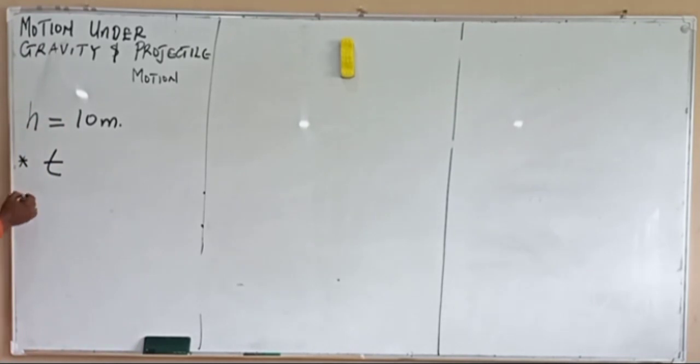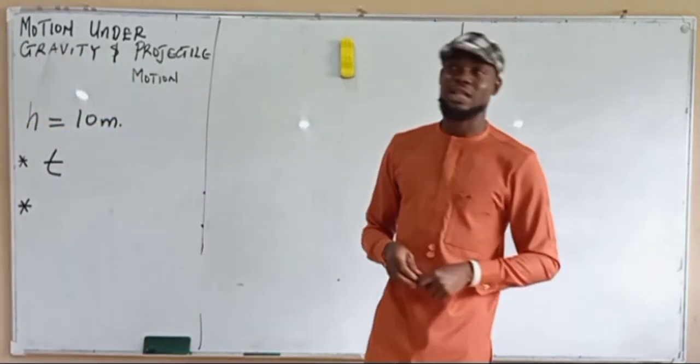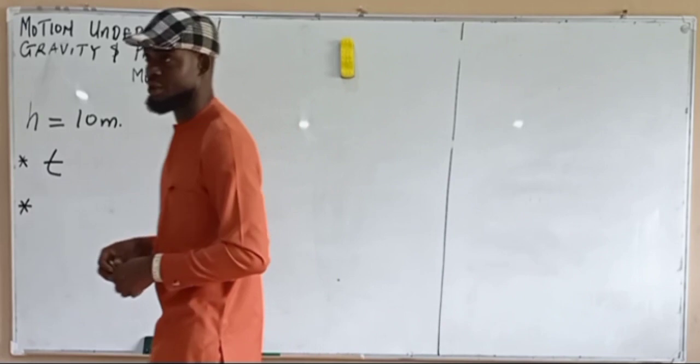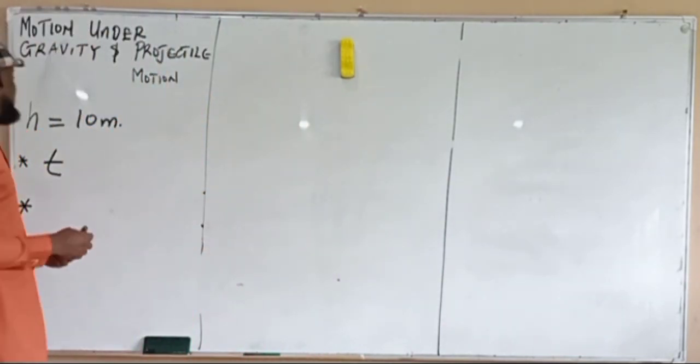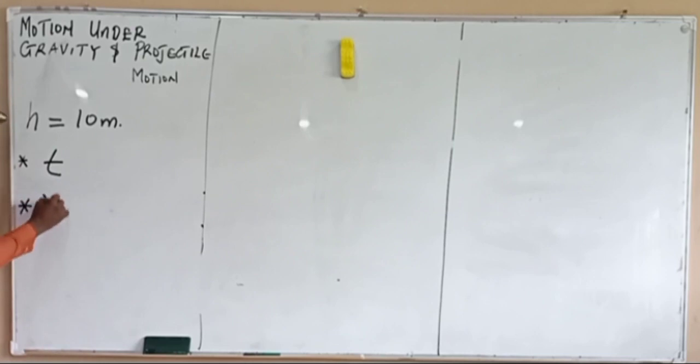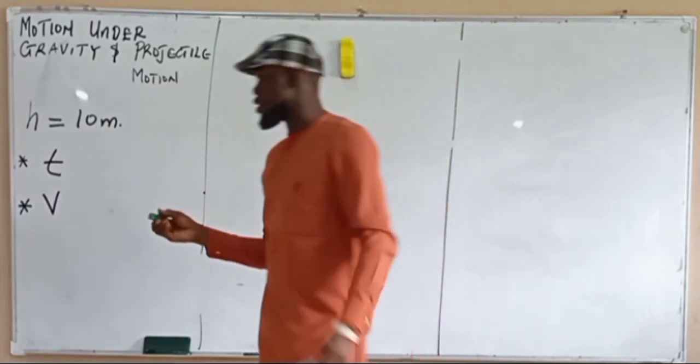Number 2, that is question B. Obtain the velocity at which both of them will fall to the ground. What will the falling velocity be? That is the question.